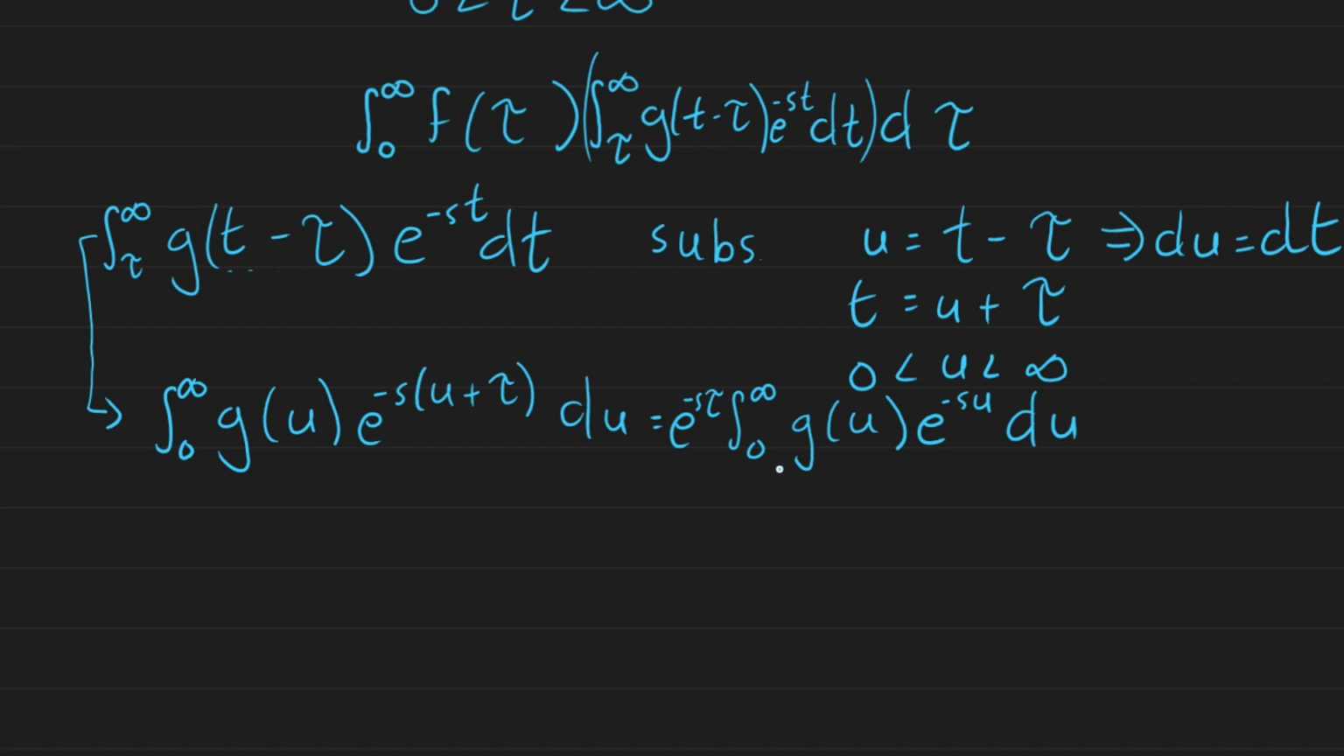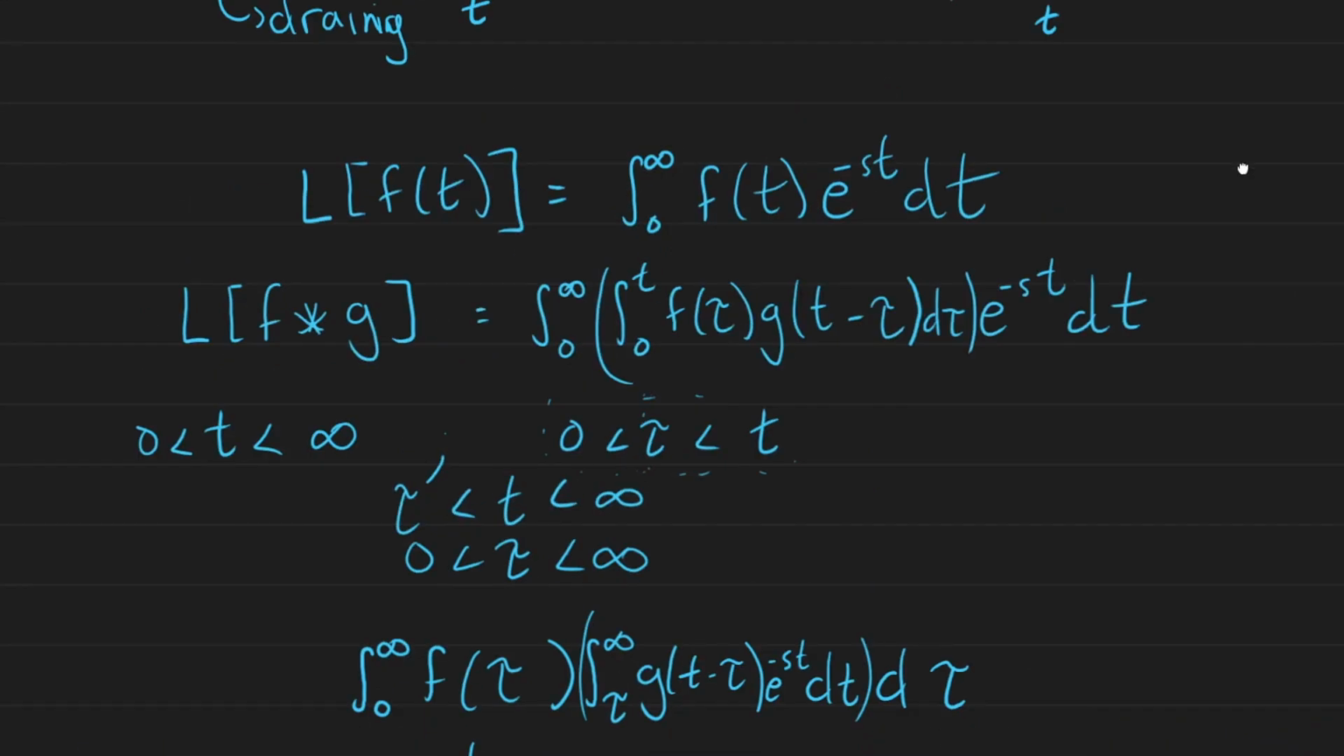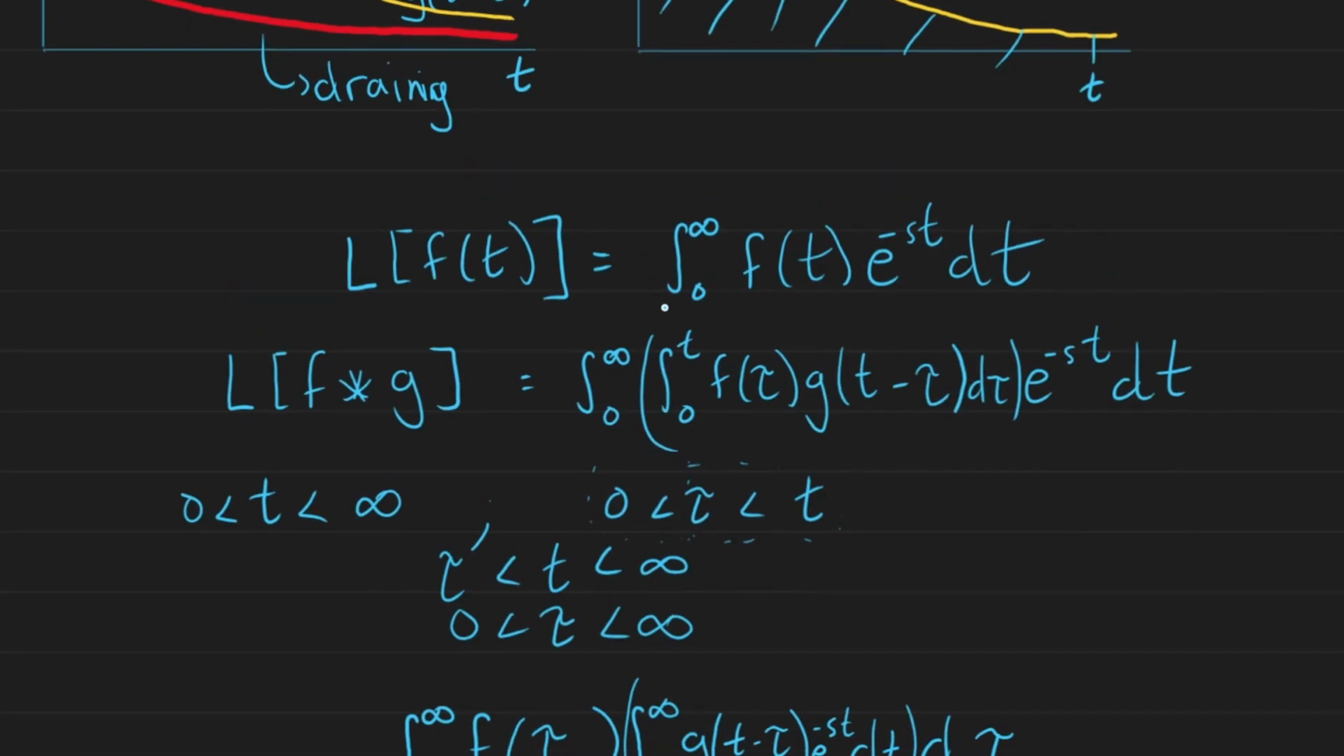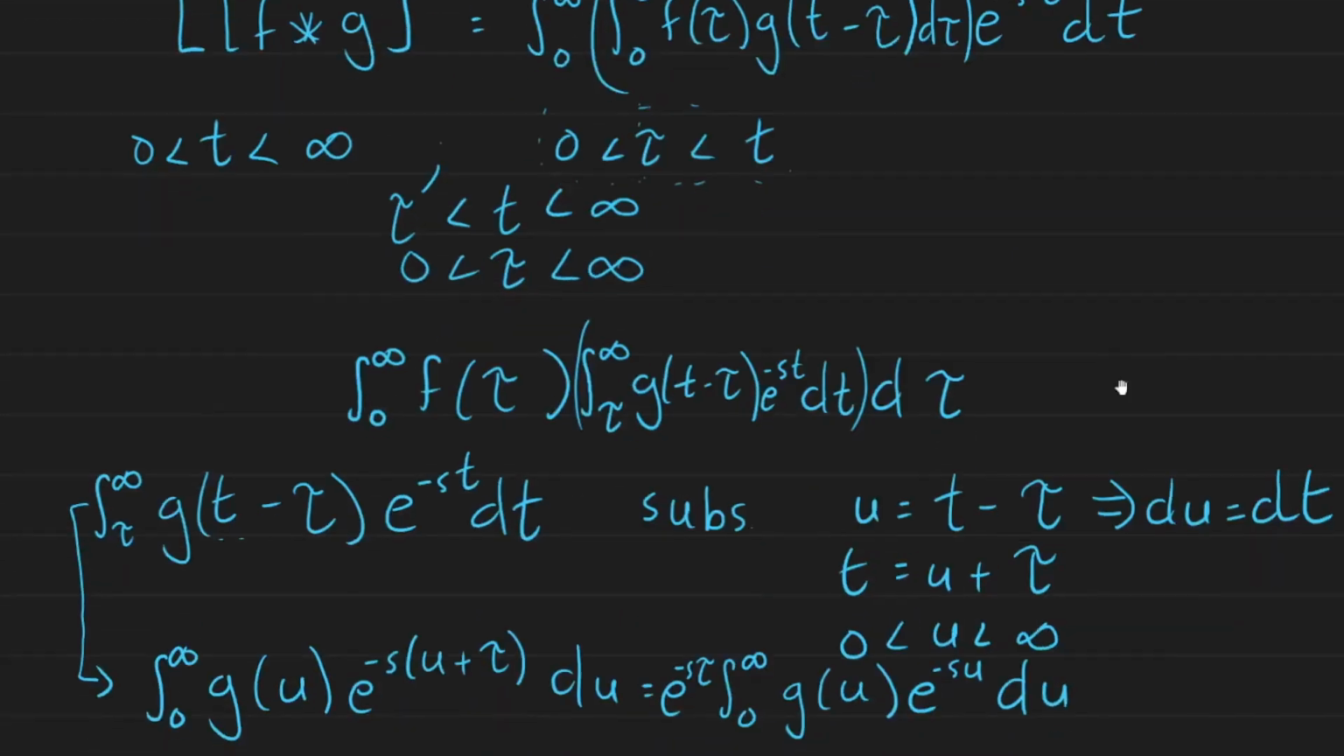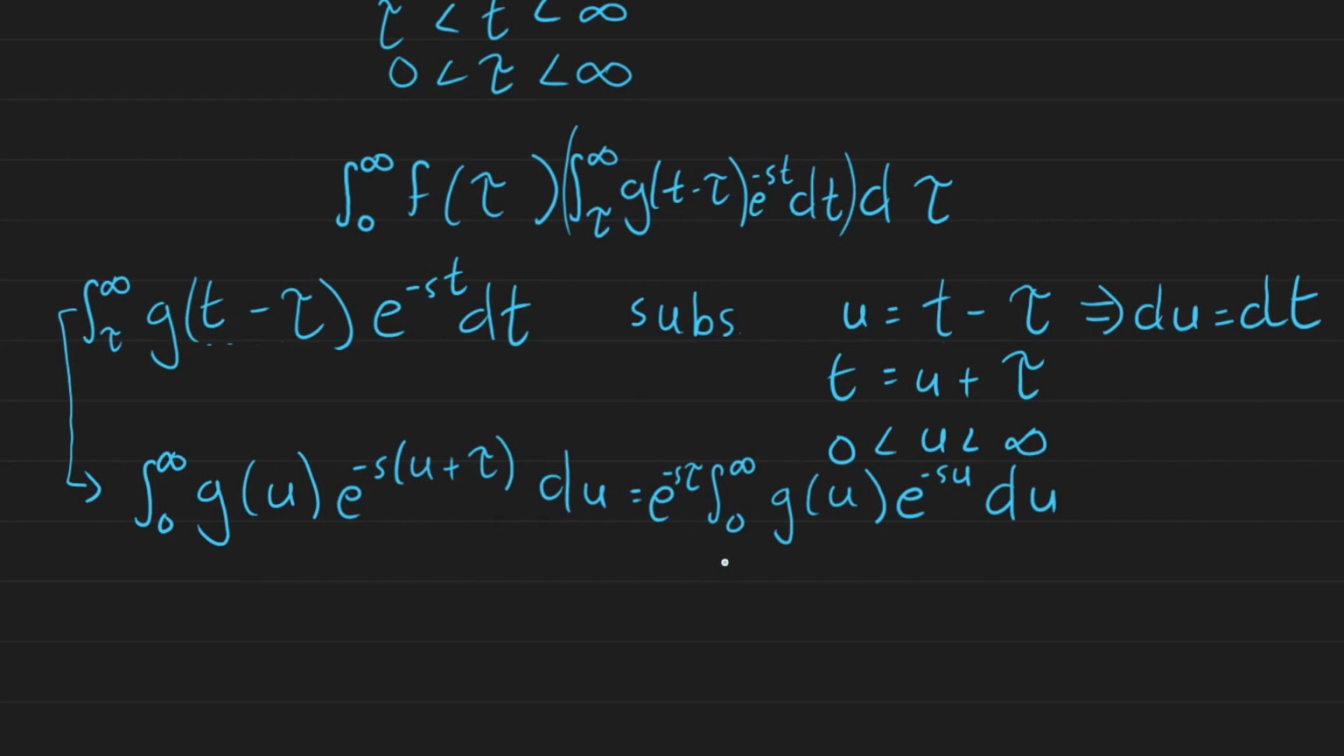But now, look at what we have. We have an integral from 0 to infinity of some function times e to the minus s times that function's variable. Let's look at the definition of the Laplace transform. It is literally the exact same thing. So what we're saying is that this term here is the Laplace transform of g.